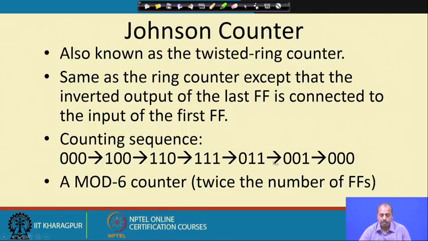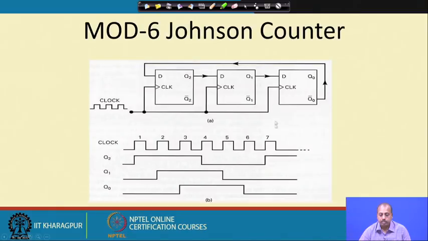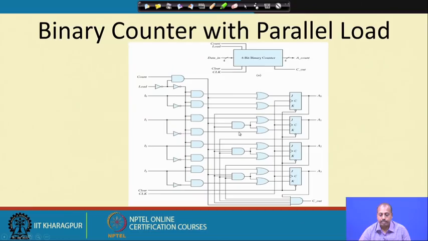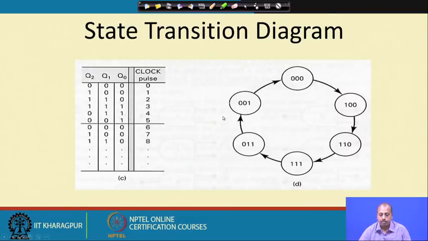It counts in this particular sequence: 0, then 4, then 6, then 7, then 3, then 1, then 0. This is the corresponding circuit of the Johnson counter. You can just trace through this circuit and see that it really generates a count in that sequence. The state transition diagram is like this and you can get the corresponding circuitry from there.